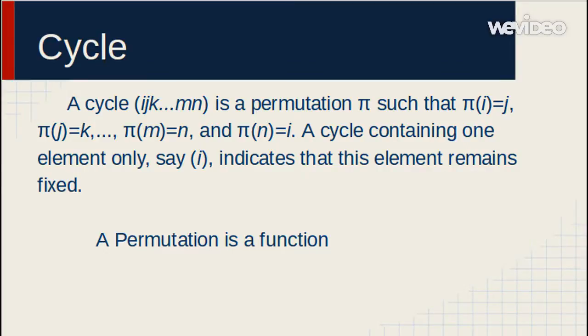So in order to write this function, we use a cycle. Now, a cycle is a permutation pi such that pi of i equals j, pi of j equals k, and so on and so forth until you reach the end of your cycle, and pi of n equals i, so the n goes back to the beginning. A cycle containing one element only, say i, indicates this element remains fixed.